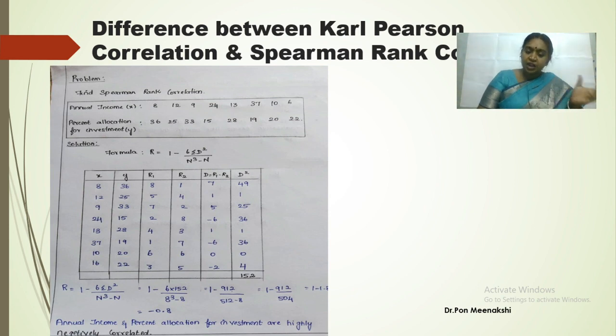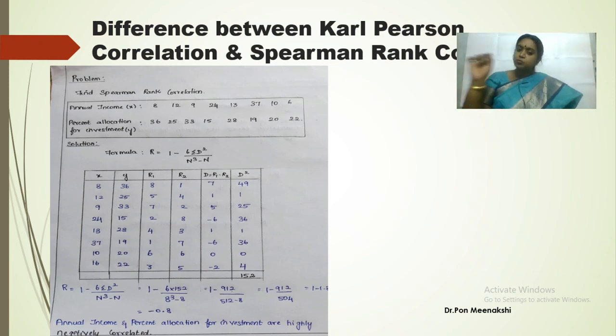Spearman rank correlation: annual income and percent allocation of investment. Some information is given, and they are asking you to find out the saving habit, income and allocation for investment. One variable we consider as X and the other as Y. D is equal to R1 minus R2. As I told you, we have to calculate rank 1 and rank 2. You can give ranks from small to high or from high to low. It is up to us.